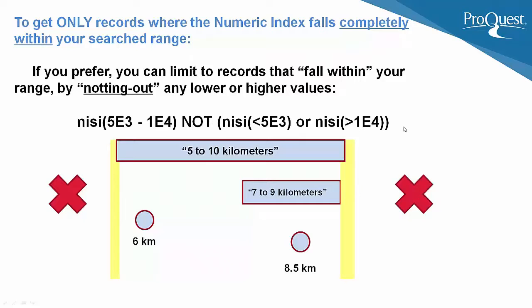You can just refer back to this, and this is exactly the way you would want to format your search to get that more limited result. And you would be NOTting out anything that comes in under 5 or higher than 10. And that's the way you would do that in those cases where you choose to limit your results that way.